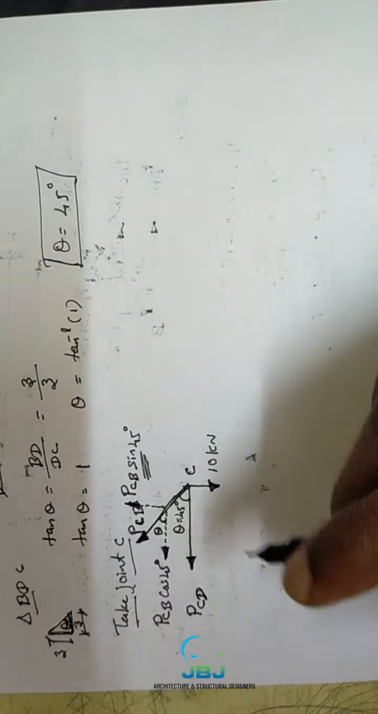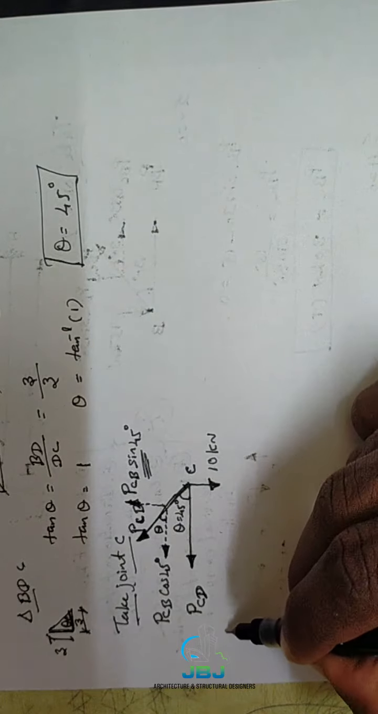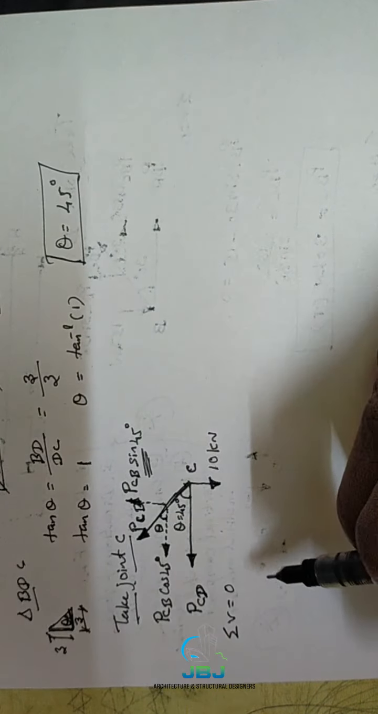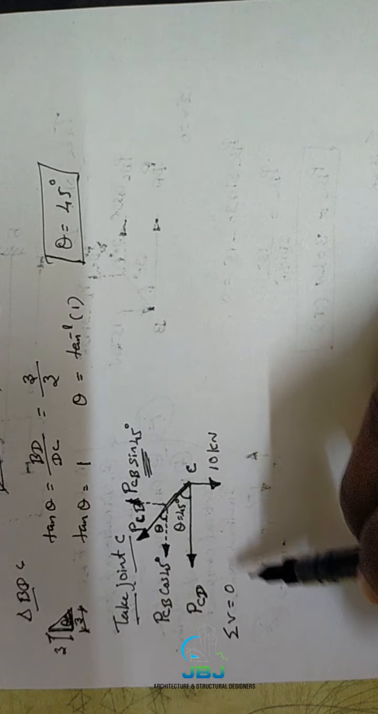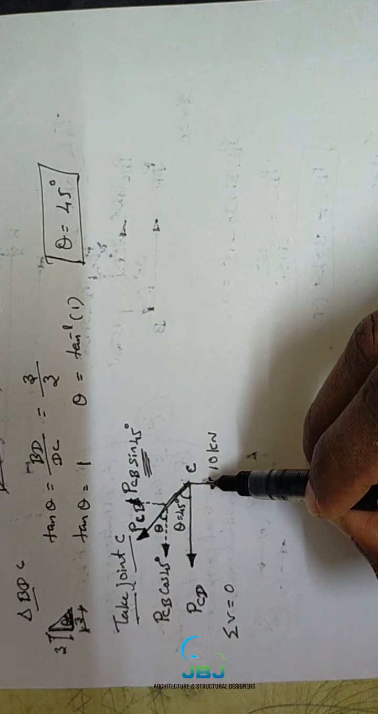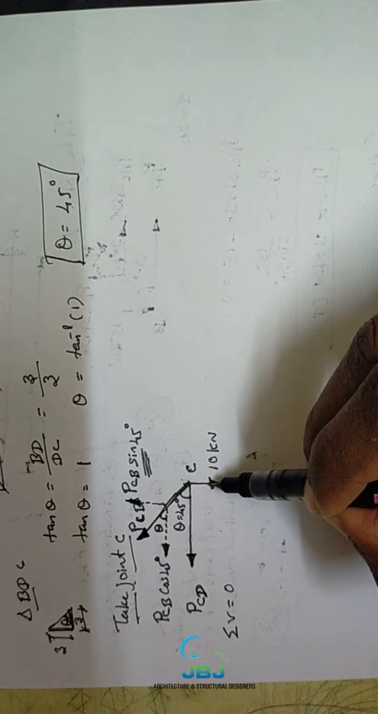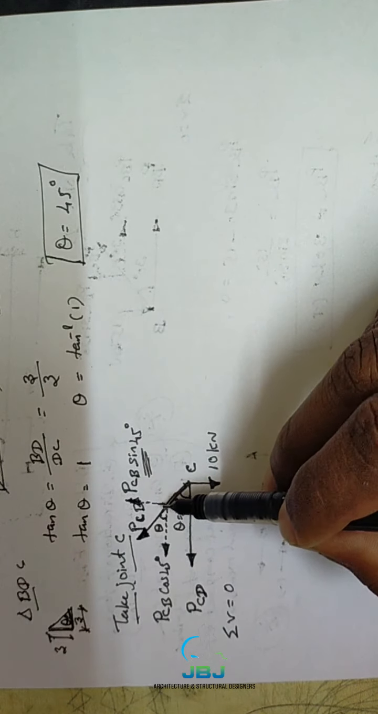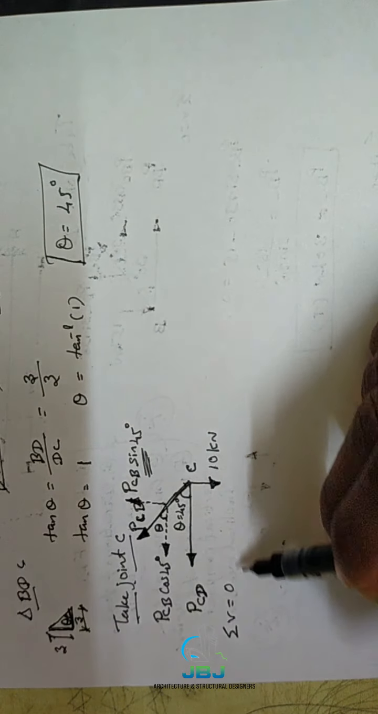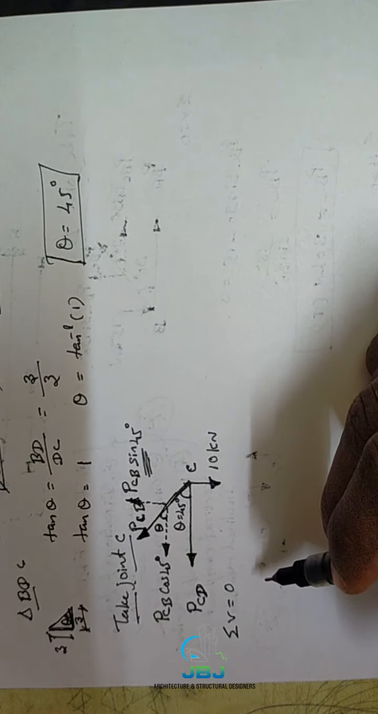Then what is our condition? So our first condition is summation of vertical force equal to 0. Just look at there, how many vertical components are over there. There are two vertical components. One is the point load, and another one is the vertical component of this PCB member. Okay, just write over here.